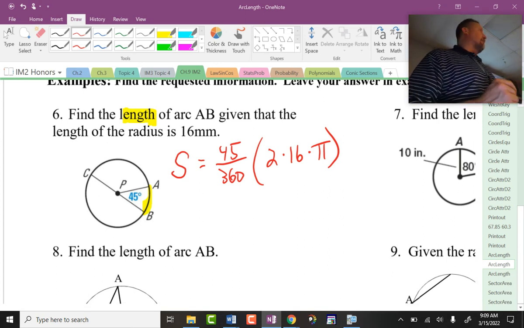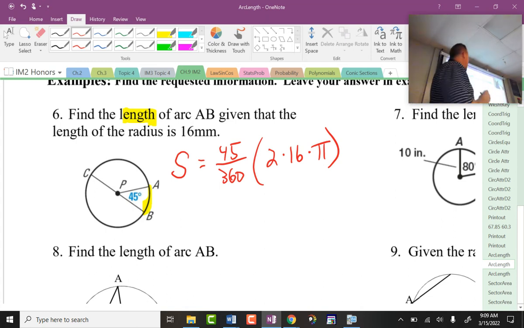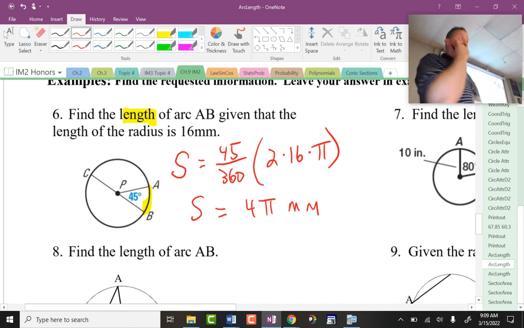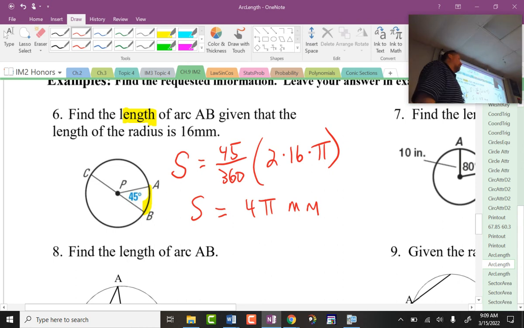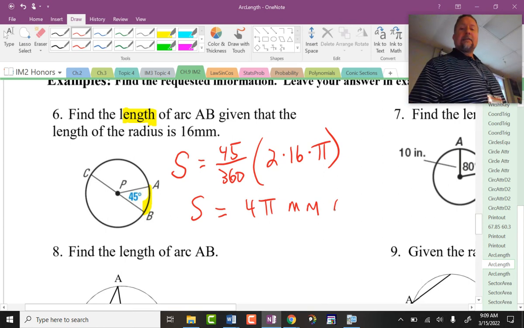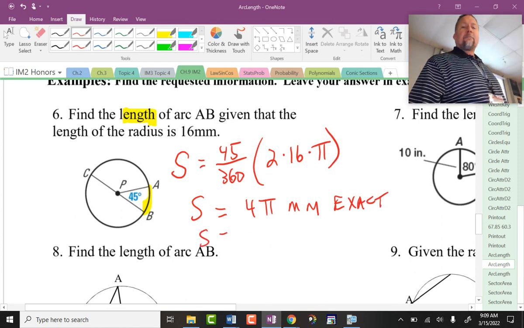By the way, 45 over 360 is 1/8. 8 goes into 16 2 times. So 2 times 2 is 4 pi millimeters. Right? 45, 90 is 1/4, so 45 is 1/8. 8 goes into 16 twice, 2 times 2. This is exact. Somebody give me, is that the 12.57 we already had? Okay, and then this is the approximate.